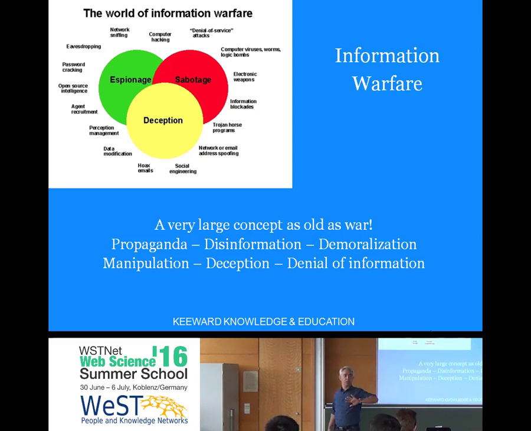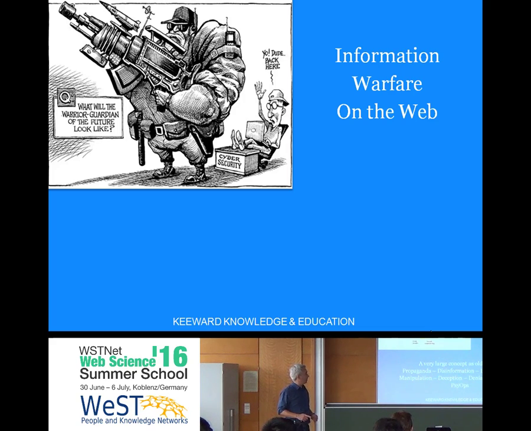Deception is when you try to make some arrangements with reality. You say something about a fact, and something else happened. So it's like lying, like disinformation, but it has an objective behind it. You want people to believe a different thing. And denial of information is when you block people from accessing information. For instance, DDoS attacks, mostly their objective is denial of information. We don't want people to be able to access a website or a thread on a forum or something like that. So it's a very large concept. And the family of this is what we call PsyOps, psychological warfare, the big name for information warfare operations.